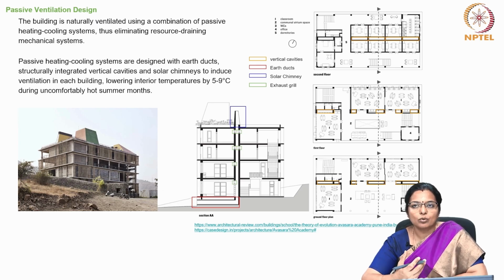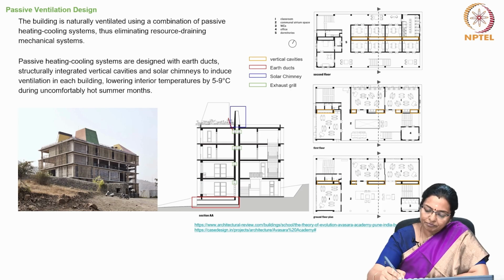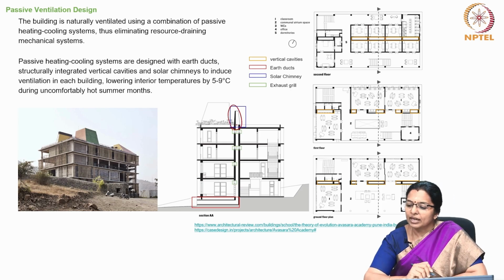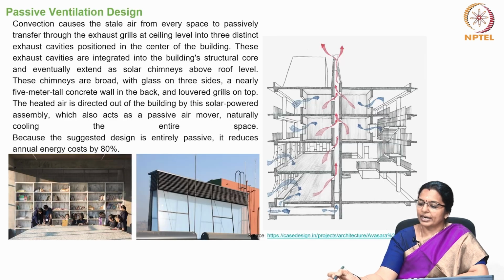So passive heating cooling systems are designed with earth ducts, structurally integrated vertical cavities and solar chimneys to induce ventilation in each building, lowering the indoor temperature by 5 to 9 degrees centigrade during uncomfortably hot summer months. So you can see in this building that there is a solar chimney right at the center. Here are the solar chimneys located.